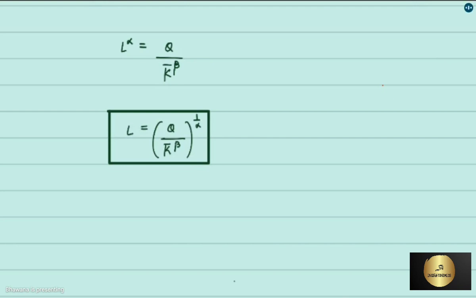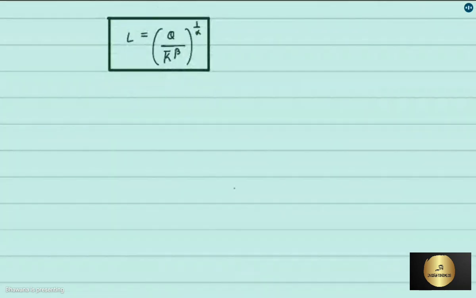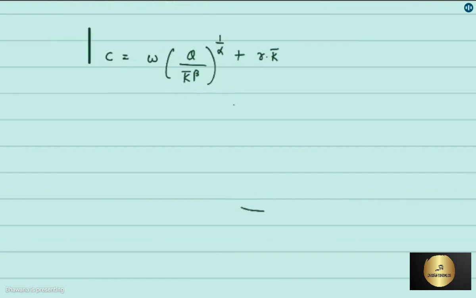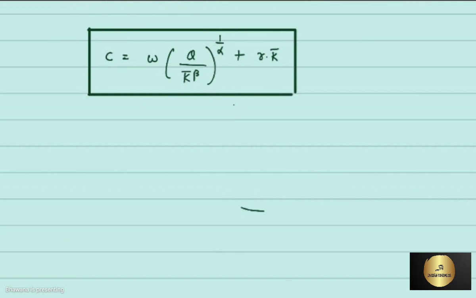Now you can substitute this labor equation in the cost function. C = W (Q / K̄^β)^(1/α) + R K̄. So this is your short run cost function. This is an equation based on the given production function. Here your total short run cost STC is equal to C.